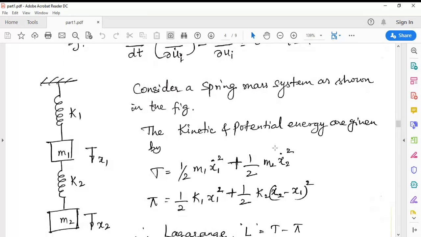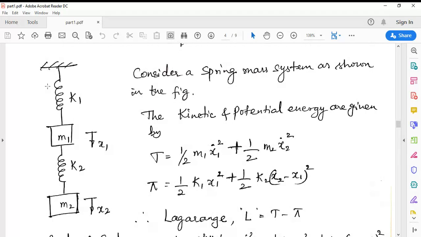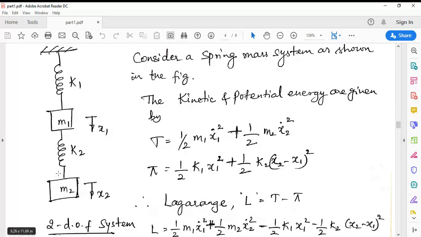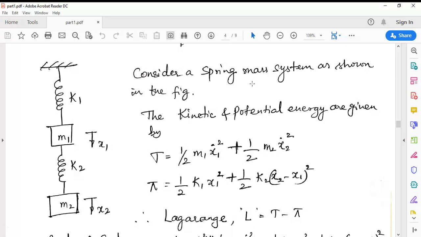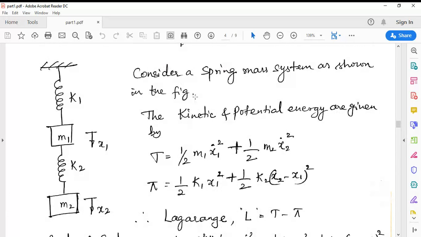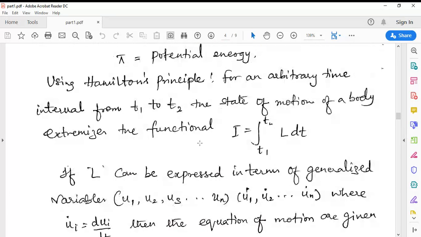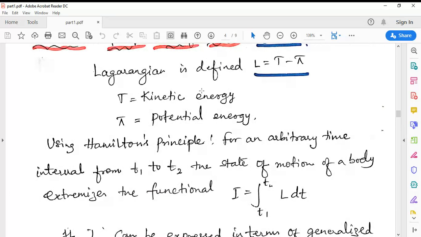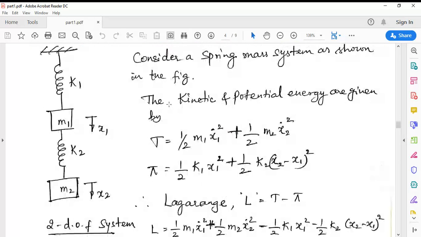Now, to formulate the equation of motion, we'll consider a 2-degree freedom system: two masses, two springs, with displacements x1 and x2 imparted to mass 1 and mass 2. Using the Lagrangian, we'll first find the kinetic energy and potential energy expressions. Just observe here. As I said in the previous expression, L is T minus pi, where T is kinetic energy.